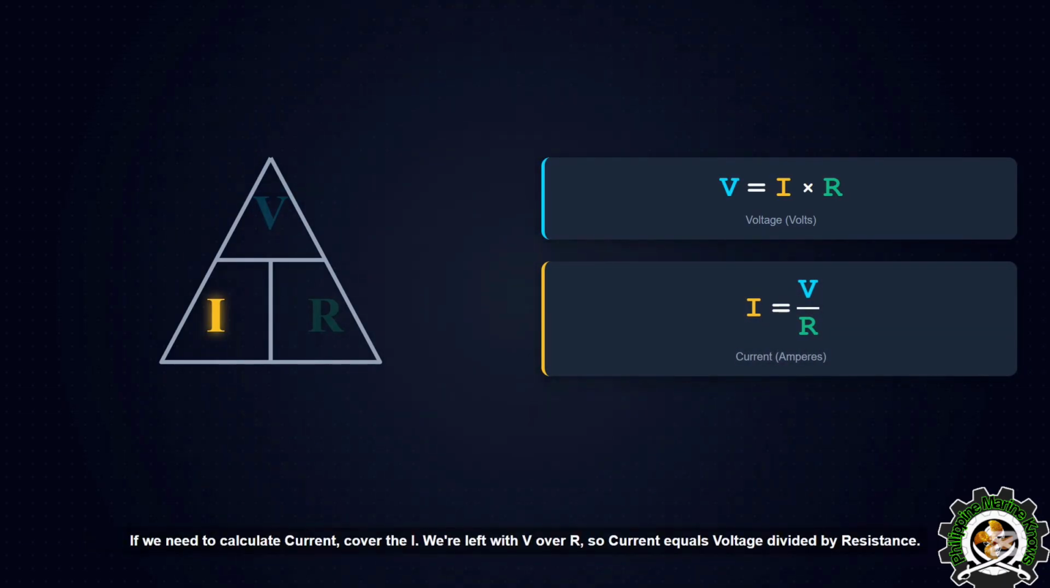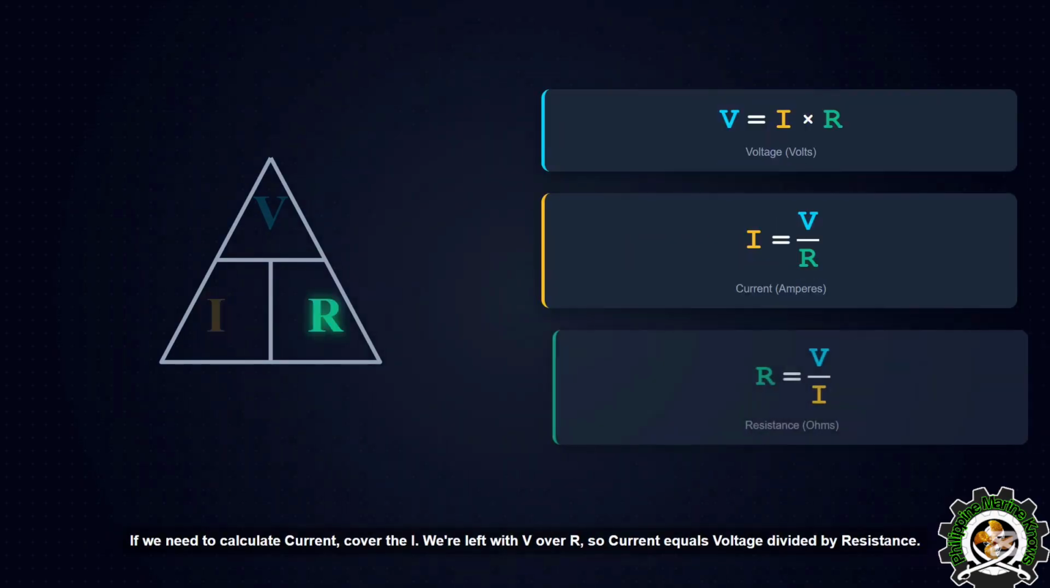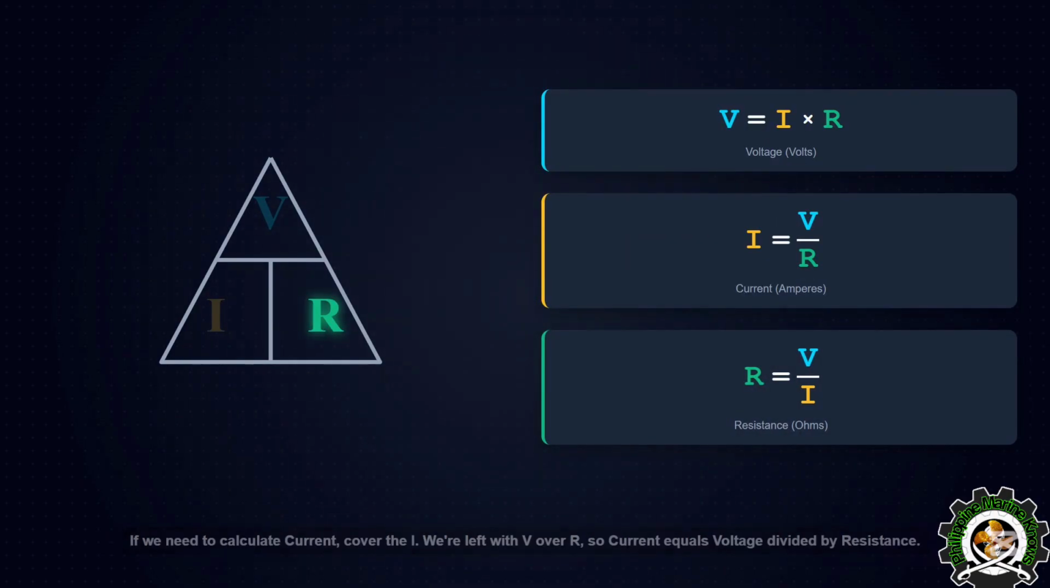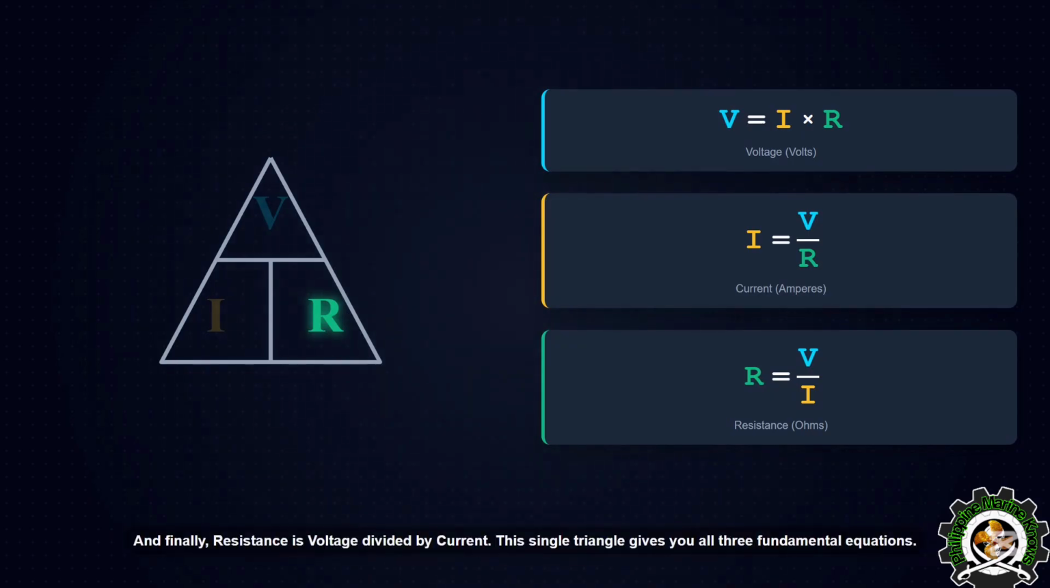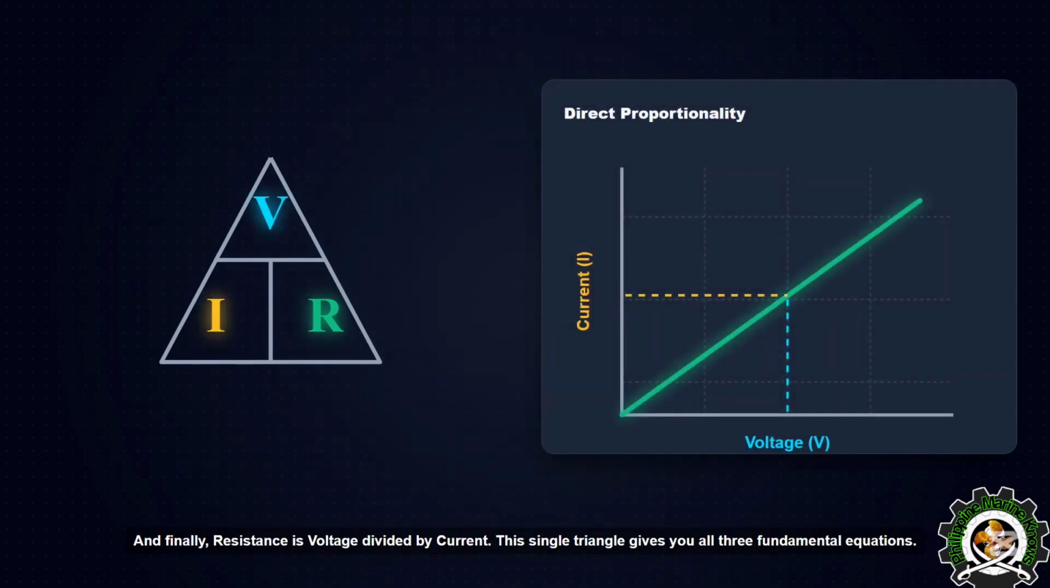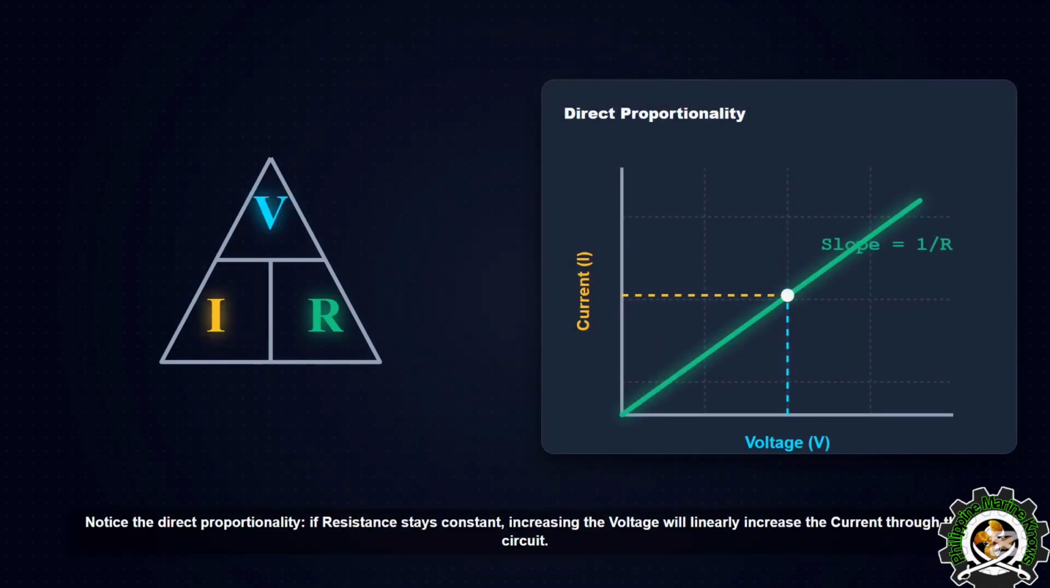If we need to calculate current, cover the I. We're left with V over R, so current equals voltage divided by resistance. And finally, resistance is voltage divided by current. This single triangle gives you all three fundamental equations. Notice the direct proportionality. If resistance stays constant, increasing the voltage will linearly increase the current through the circuit.